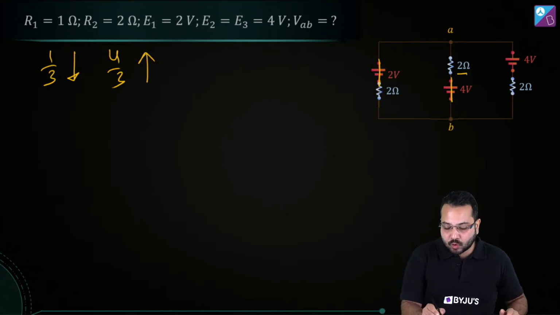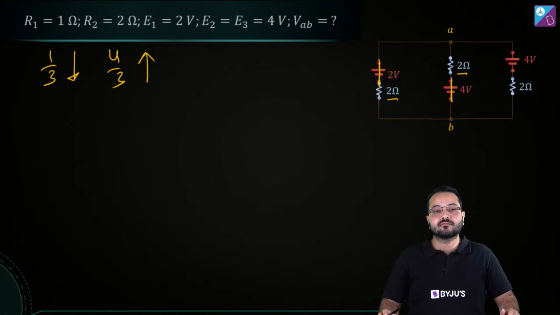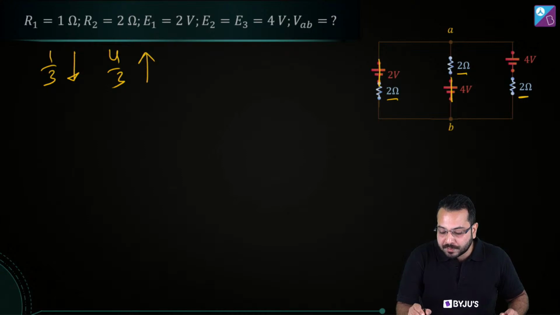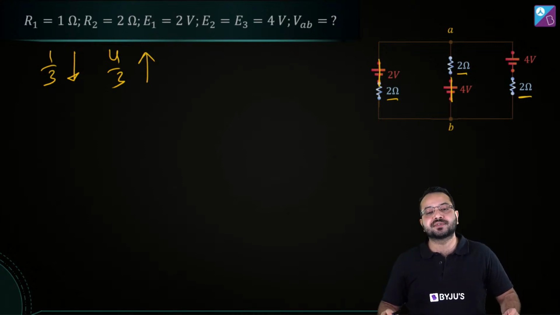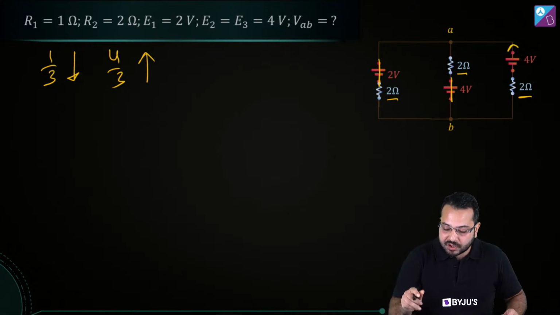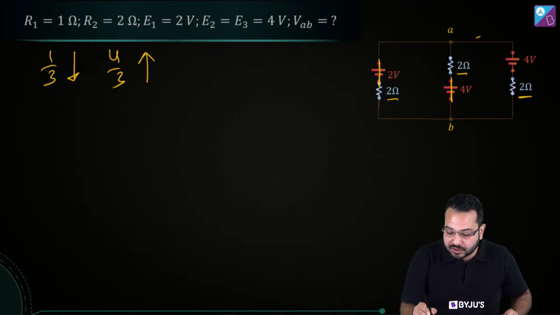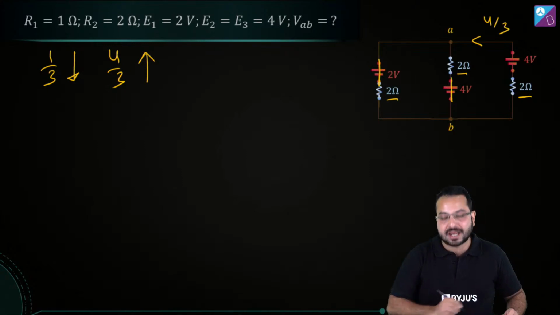I see this 2 ohm and this 2 ohm is going to be in parallel combination. So 2 and 2 is going to give me 1, and that 1 ohm is going to be in series combination with this 2 ohm. So the equivalent resistance becomes 3 ohm. So the current over here, mind you, is going to be 4 by 3 ampere.